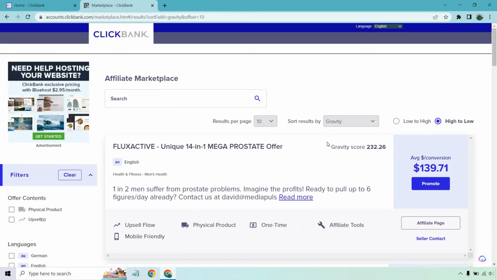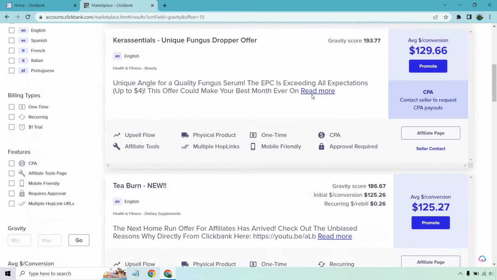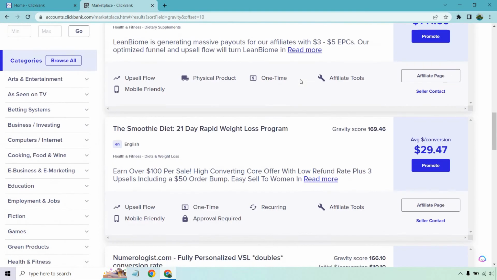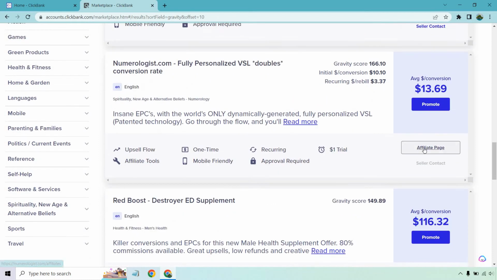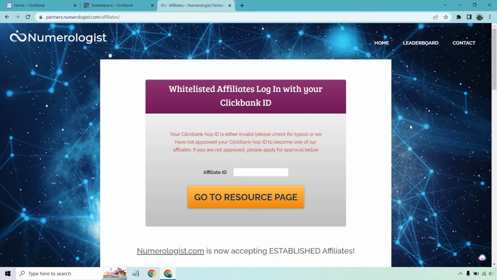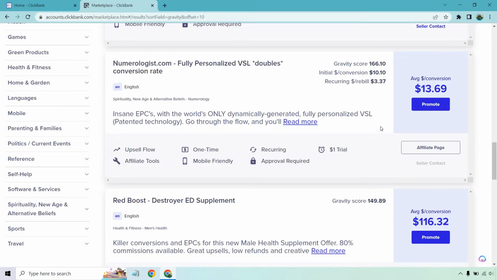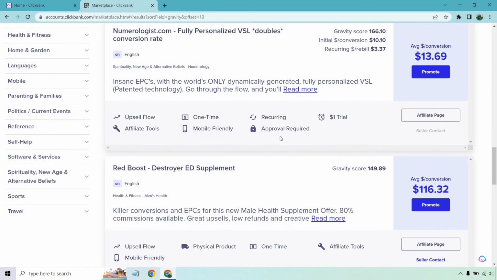Something else as we're going on through here, I want to give you a nice tip. Let me find an offer that is not like weight loss or smoothies or numerologist. Let's go with this one, see what they have. And apparently that wasn't working. Oh yeah, because it's whitelisted affiliates. That is why. It helps if you actually read it, James. So there will be some where you actually need to, there we go, approval required. I didn't even see that.